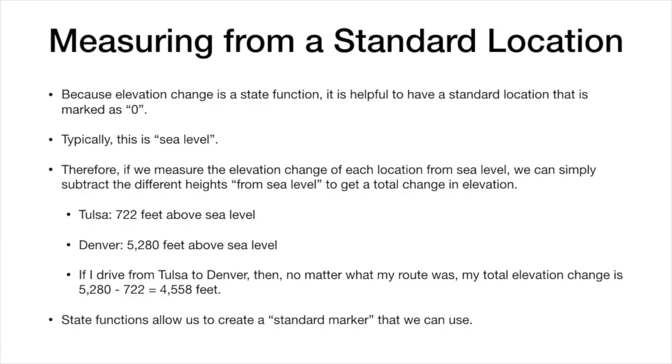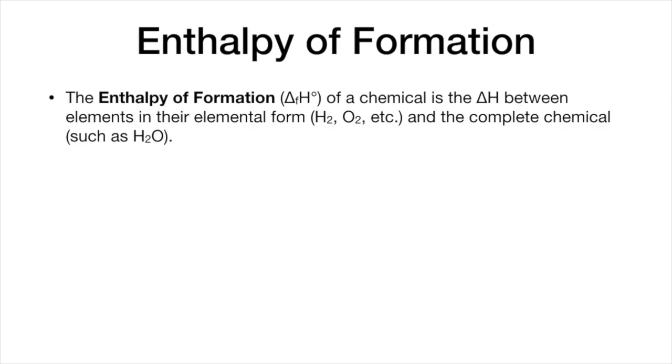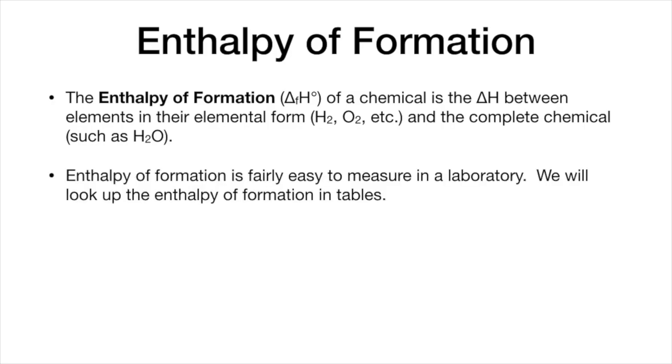And this is using what's called enthalpy of formation. So what enthalpy of formation does is it's expressed as delta subscript f, capital H, and then the little degree symbol. The enthalpy of formation of a chemical is the delta H between the elements in their elemental form and the complete chemical, such as H2O. The reason that we have this enthalpy of formation is because it's fairly straightforward to measure the enthalpy of formation in a laboratory. So people in labs have calculated the enthalpies of formation of all sorts of different chemicals, and so they have tables of them, and we can simply look up the enthalpy of formation that we are looking for in a table.